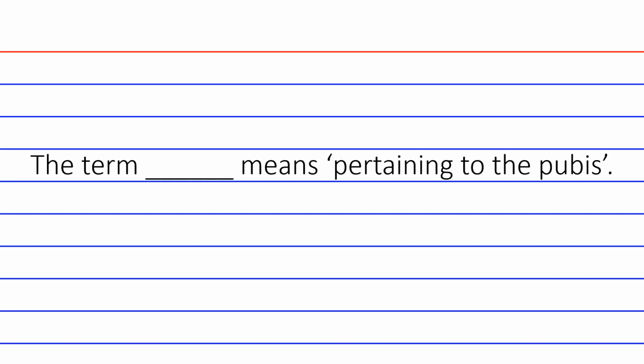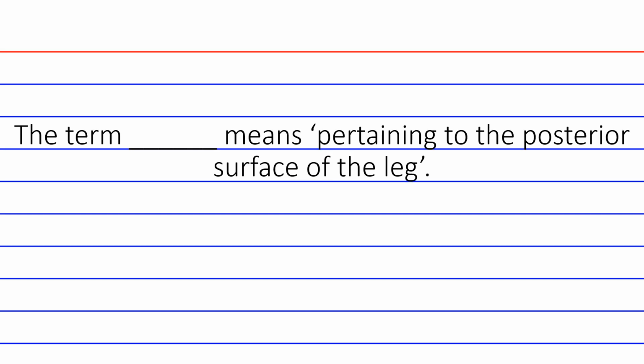This term means pertaining to the pubis. The answer is the pubis region, or the pubic region, sometimes also called the pelvic girdle or the innominate bone. The term blank means pertaining to the posterior surface of the leg. The answer is sural. Sural is the posterior surface of the leg.